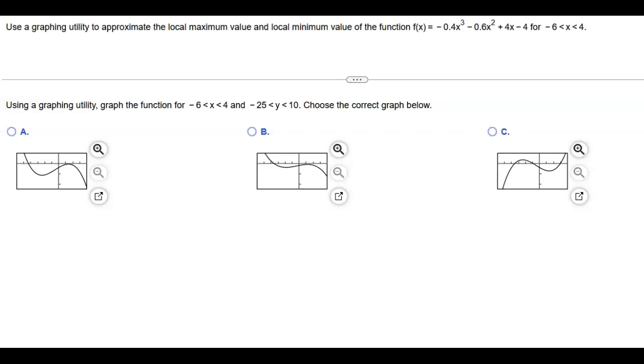Hey everyone, this is Mr. Backstrom, and today we're going to take a look at using our TI-83 or 84 calculator to identify a graph based off of the information given here. And we're going to use the window function in order to set our X domain and our Y domain.